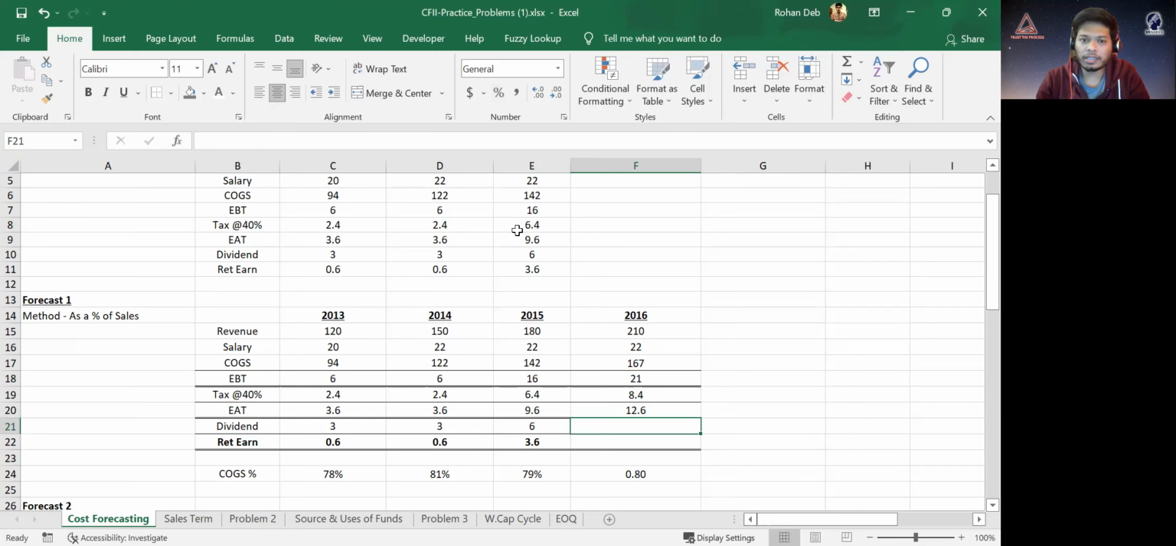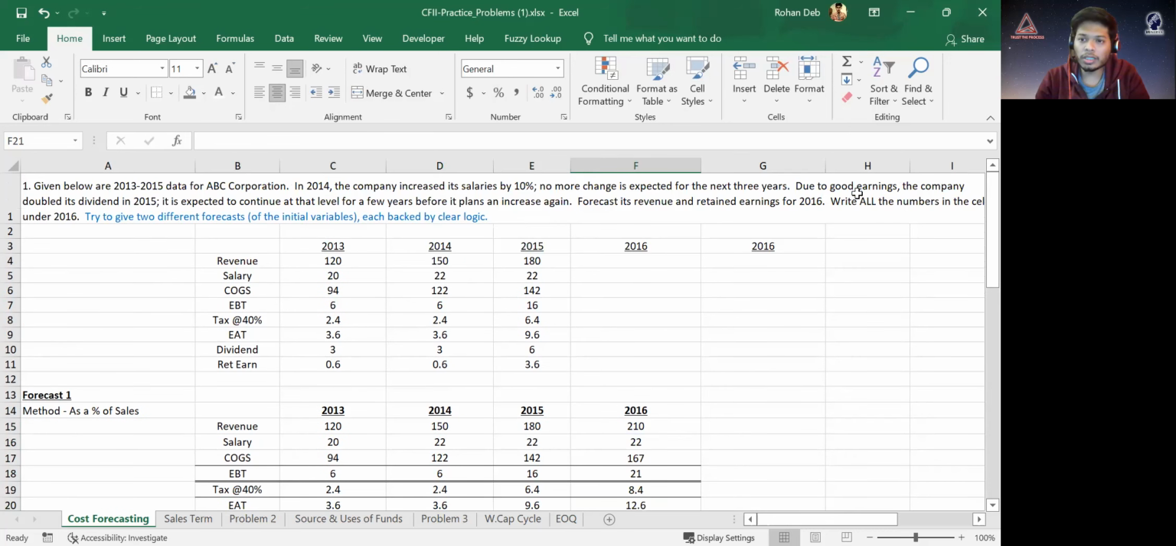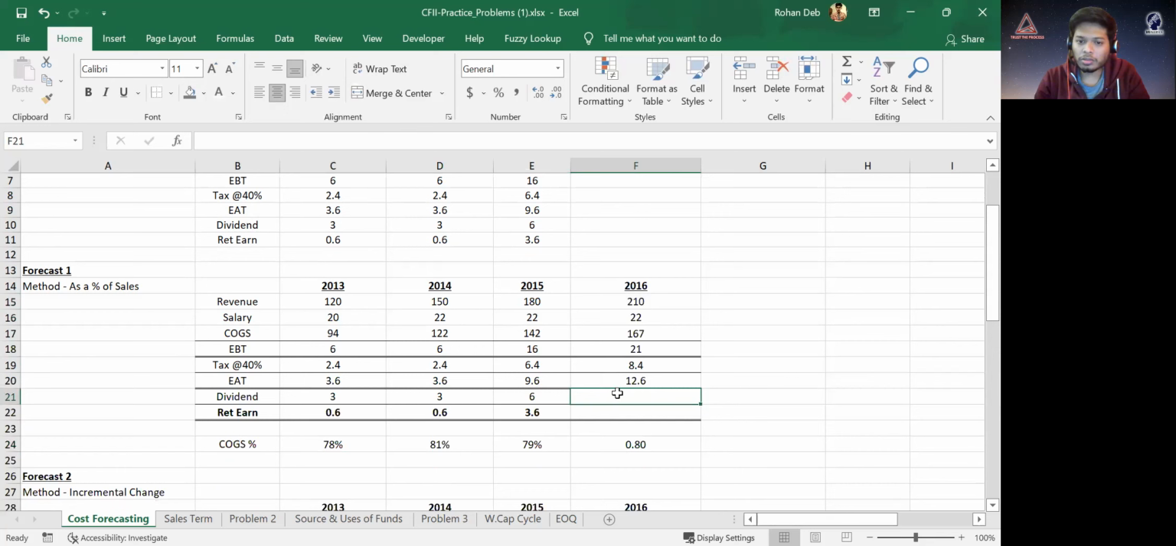And dividend, it said in the question that due to good earnings, the company doubled its dividend in 2015 and it is expected to continue at that level for a few years before increasing again. So it's saying that it should continue at 6. And so whatever is remaining, 12.6 minus 6 is 6.6. Here on dividend, what they could have said is that the increase in 2015 is temporary in nature and the company will continue to pay at the same rate as before. In that case, you would have taken 3. Okay.